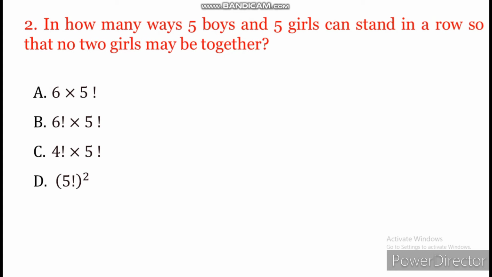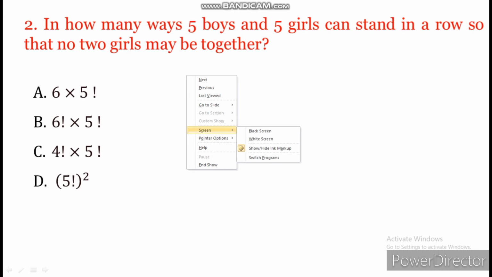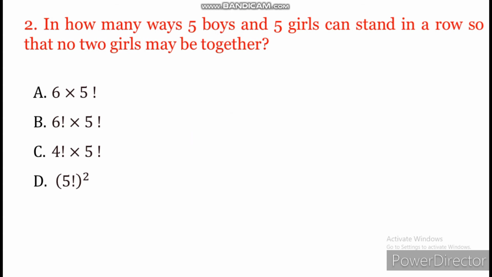Now let's look into the second question. In how many ways can 5 boys and 5 girls stand in a row so that no 2 girls are together? See what they are asking you. In how many ways can 5 boys and 5 girls stand together so that no 2 girls may be together? It means let's do one thing.